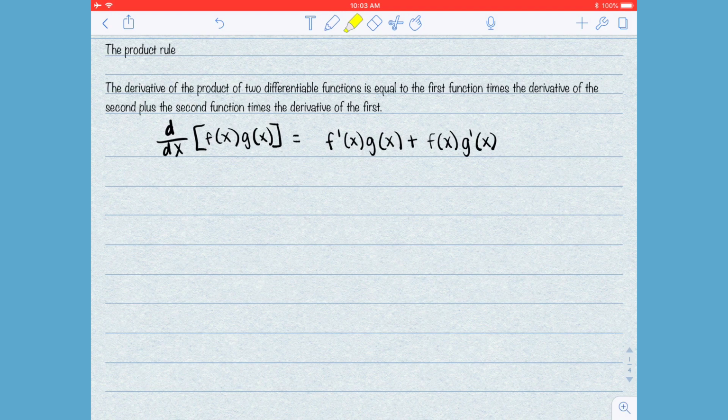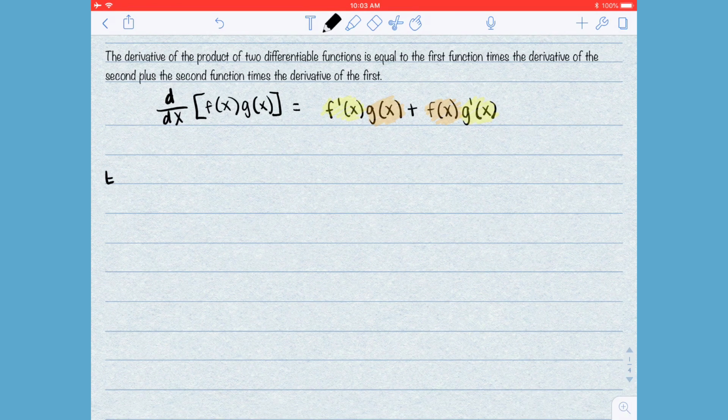So notice in each term that I am finding the derivative of my f, and then in the other term I'm finding the derivative of the g, and then in the first term I'm keeping one of the functions the same, and in the second term I'm keeping the other function the same. Okay, so pretty easy to think about here. So I want to give you an example.